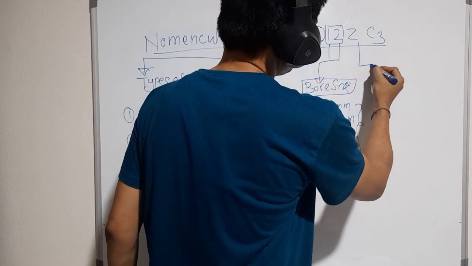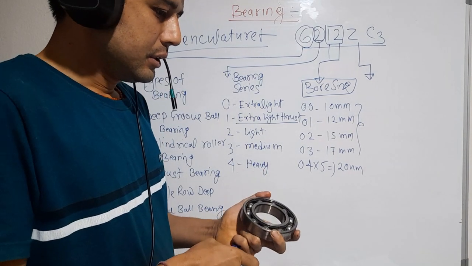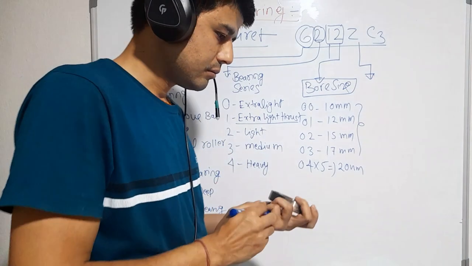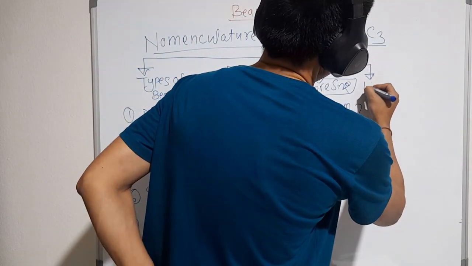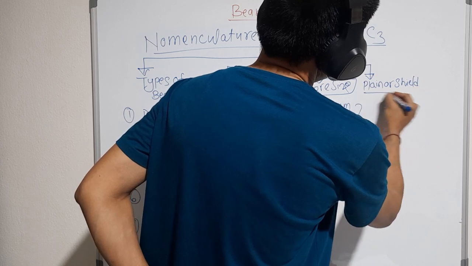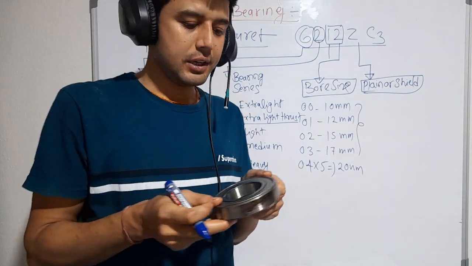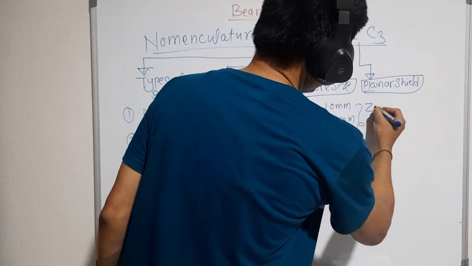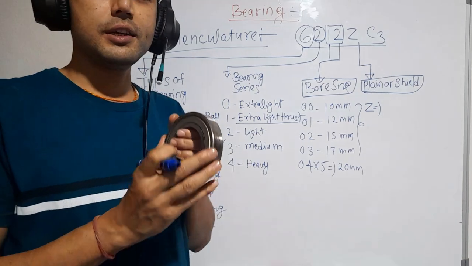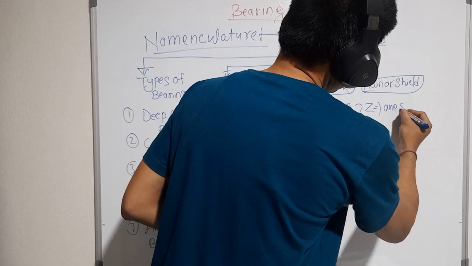Another is Z. Z expresses the cover. Which type of cover or shield? Plain or sealed. Which type of seal or cover on the ends? If Z is mentioned, this means one-sided sealed like this. In 6212 Z, this means one side is sealed and the other side is open. One side sealed.